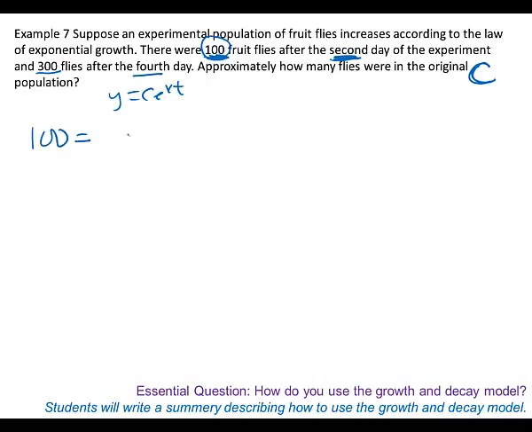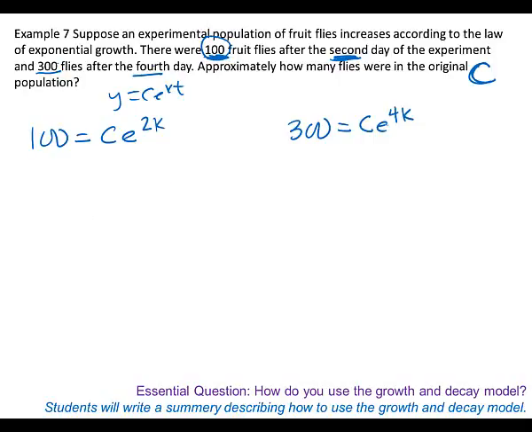100. So Y would be 100. C, I don't know the K, but the time is 2 days. Okay. I'm going to set up another equation using the 300 and the 4. So we're going to have 300 fruit flies, and then the time is going to be 4 days.